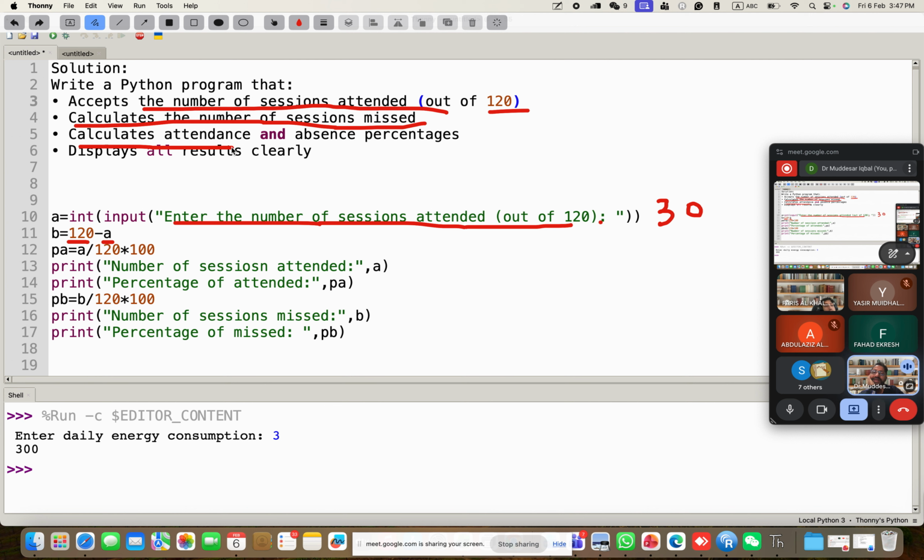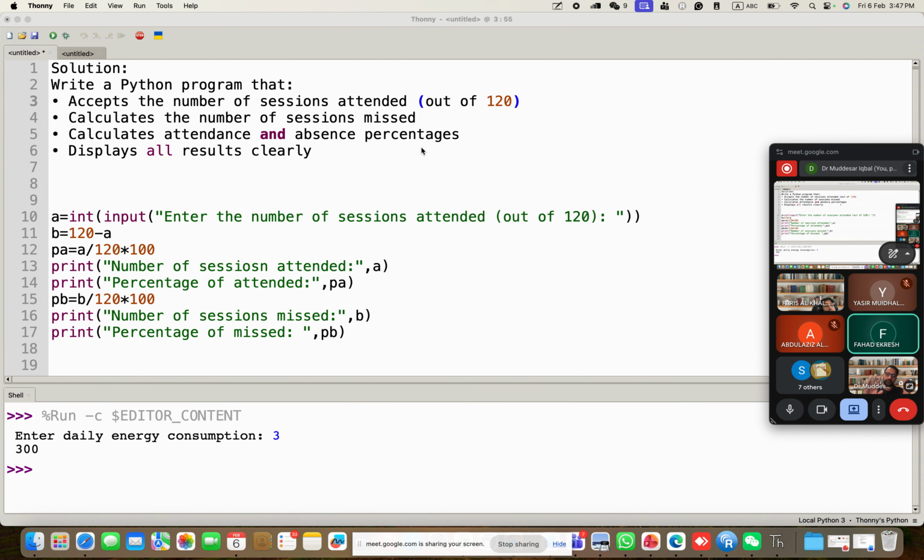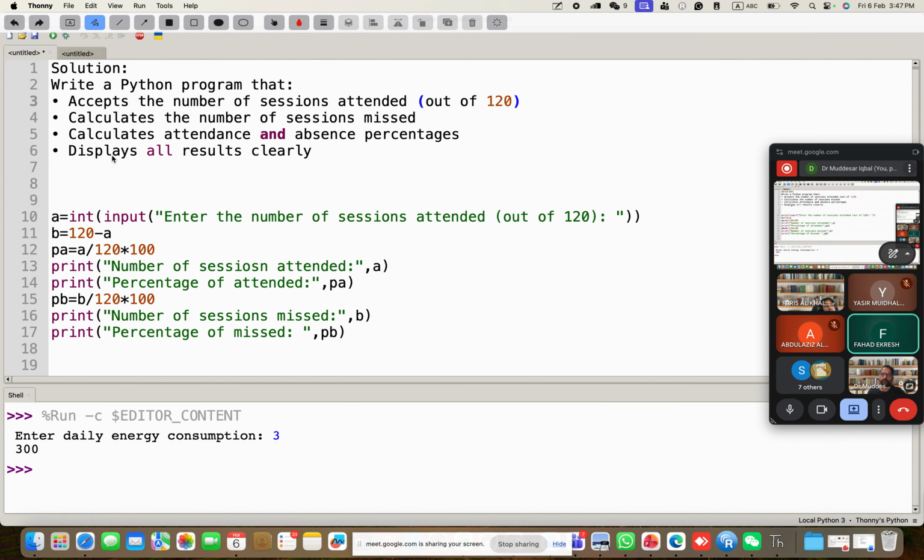Now let's come to the third one. Calculate the attendance and absent percentage. This is just the percentage formula. Hold on, remember, let me finish, and then you talk. This task is done.